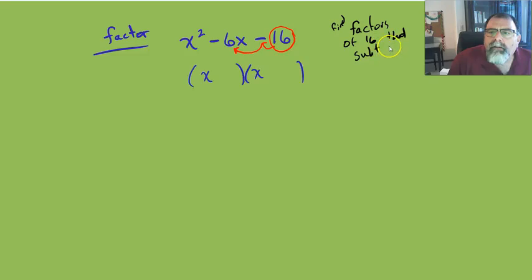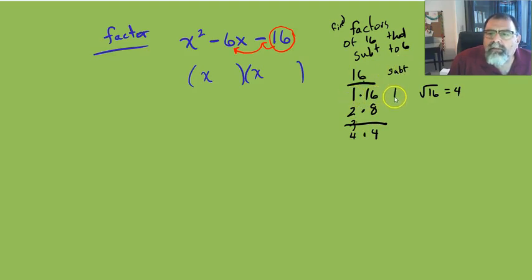that subtract to 6. So 1 and 16, and remember the square root of 16 is 4, so I just have to go to 4. So 1, 2, 3, 4. 16 divided by 2 is 8. 16 divided by 3 is a decimal number. 16 divided by 4 is 4. Now I want to do the difference. 16 minus 1 is 15. 8 minus 2 is 6. 4 minus 4 is 0. So I want factors of 16 that subtract to 6.